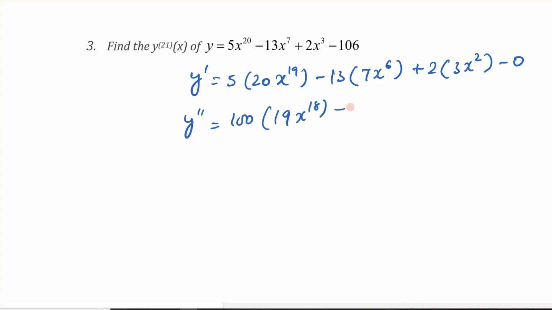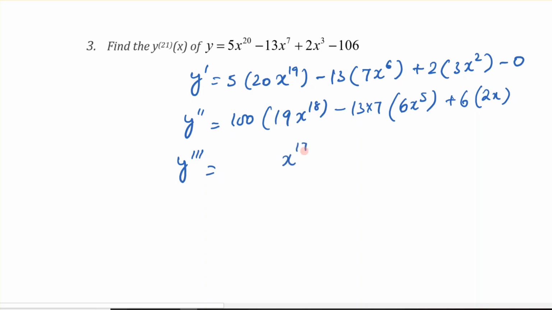And similarly, we're going to get 13 times 7, whatever it is, then 6x^5, and then 2 times 3 is 6, and then x squared, whose derivative would be 2x, and so on. So you will notice that. Now I'm not going to do the whole steps. I'm just going to show you how we can extend our thinking. If I take the third derivative, I'm going to get a leading term with x raised to power 17, and here there would be some coefficient times x raised to power 17, and maybe a few more terms.